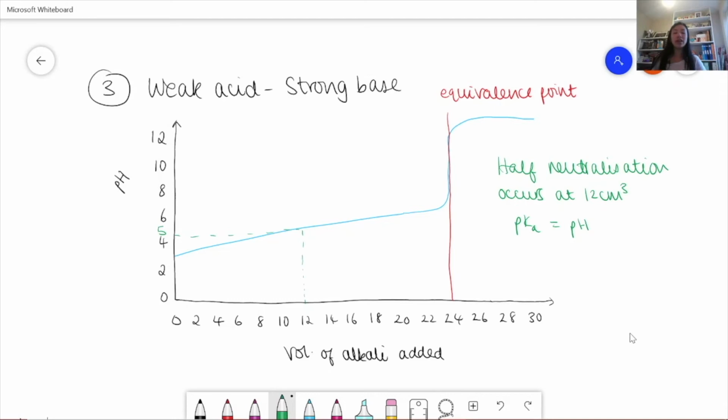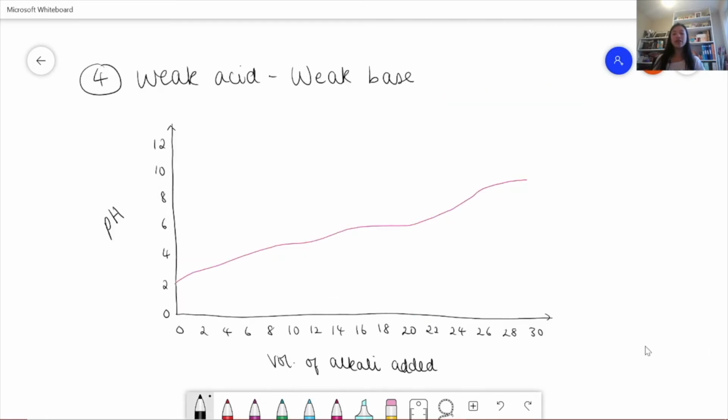And so the pH we've read is 5. So that means that we know the pKa is 5. And so we can work out the Ka value because we have the formula pKa equals minus log to the base 10 of Ka. And so Ka will be equal to 10 to the power of minus 5, so 1 times 10 to the minus 5 moles per decimeter cubed. So we found the Ka, the dissociation constant of this weak acid.